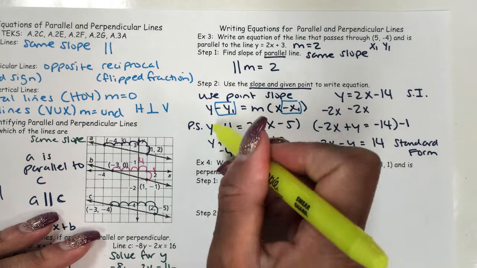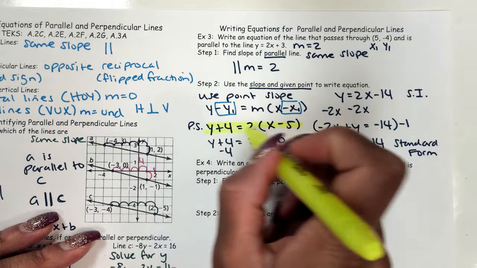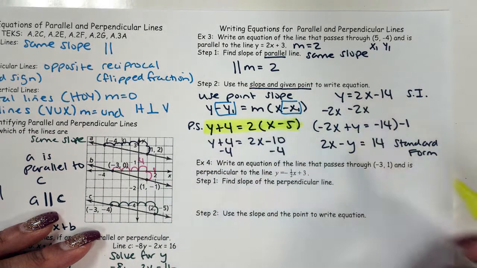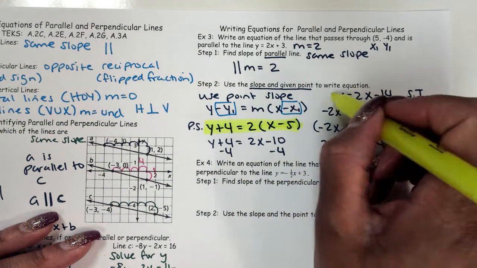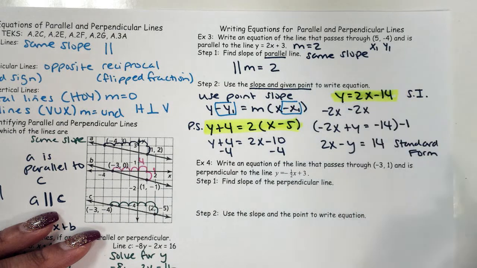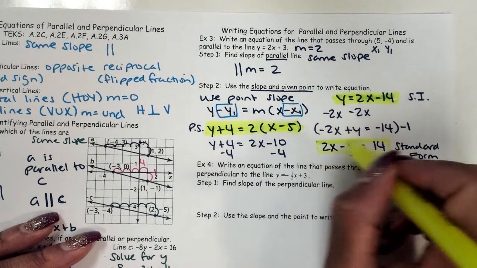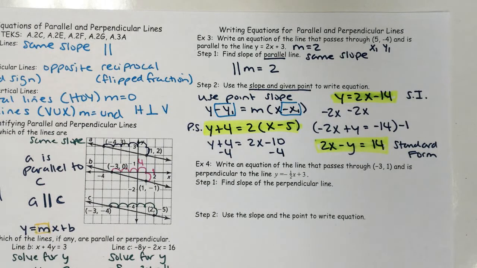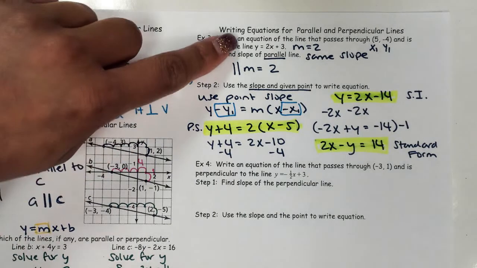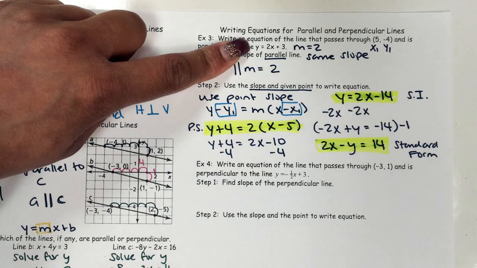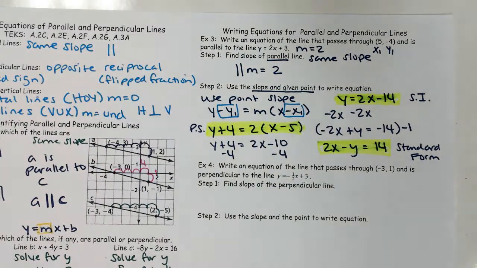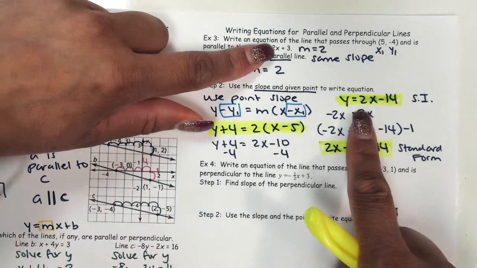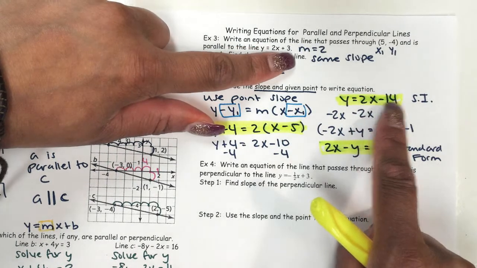So we did point slope form, and then we converted to slope intercept form, and then we have standard. And these equations are going to be parallel to our given equation here of slope intercept form. Okay? So note they have the same slope, but different y-intercepts.